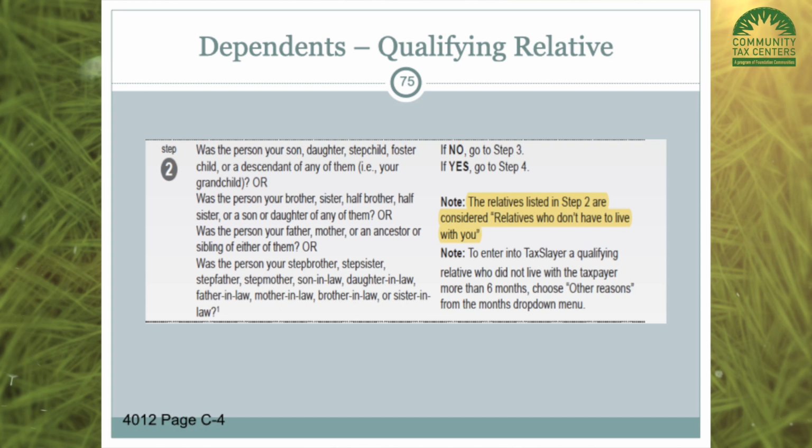Unemployment is still considered part of their gross income. So again, if it is over the $4,400, then it would disqualify you from claiming them as a qualifying relative. Yes.